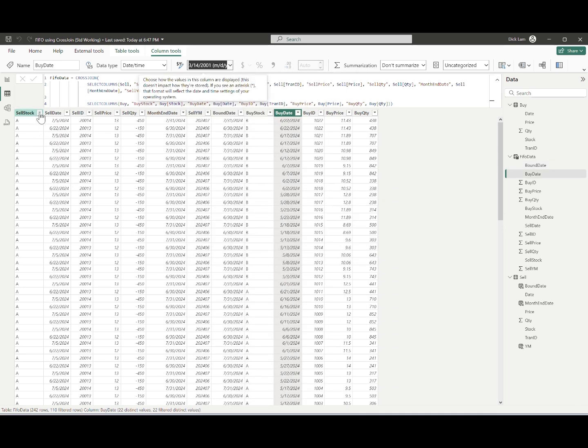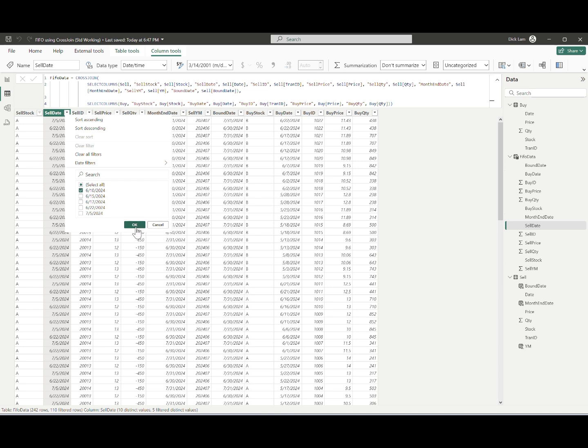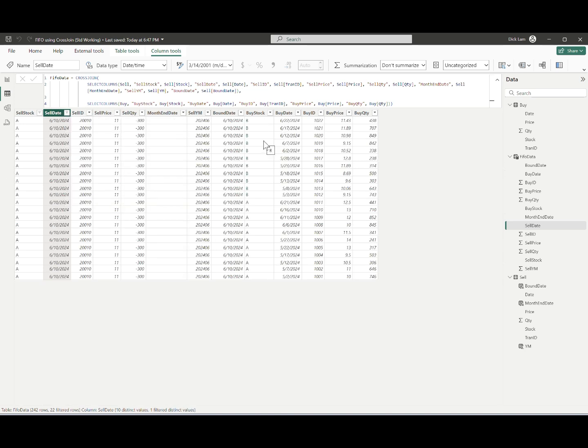Okay, I choose A. And then I choose the transaction date, June 10. Now you see that for the buy stock, we have B and A. Actually, B should not be attached to sell stock A. It's irrelevant. So we need to add a filter operation so that we can eliminate those non-matched stock rows.